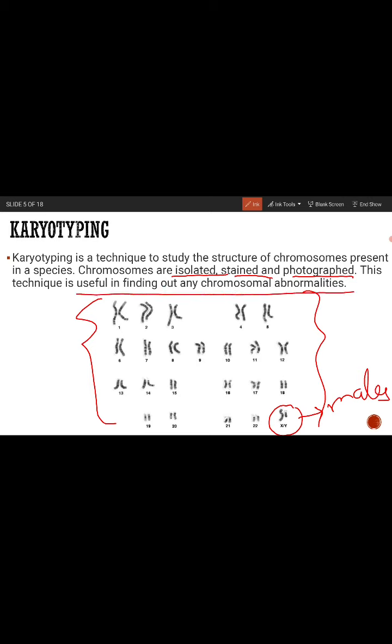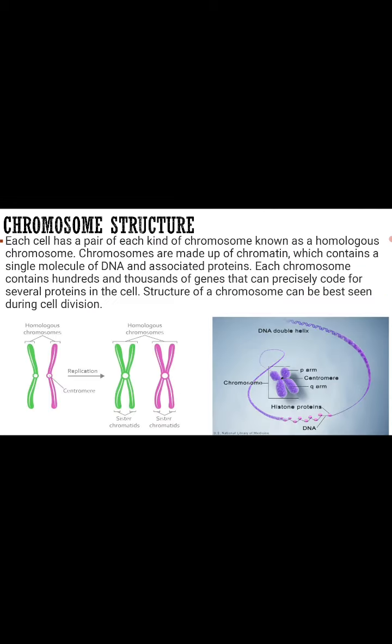For example, if someone has a genetic disease related to chromosomes, like Turner's disease, where there is an extra number of chromosomes XY. If we do the karyotyping, we will find another X chromosome somewhere here. So karyotype is used in finding chromosomal abnormalities.